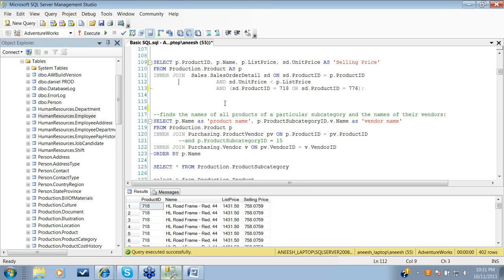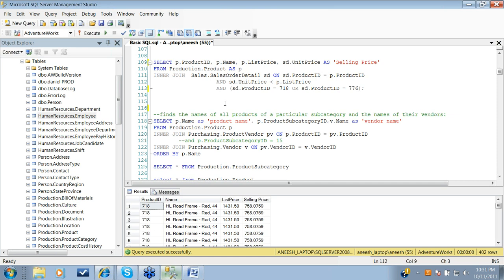One-to-one, one-to-many, or many-to-many? One-to-many. One-to-many relationship. All right. So if you have tables with a one-to-many relationship, it's pretty simple. You can use a simple inner join. But how about many-to-many relationship? How do you retrieve data from many-to-many relationship?